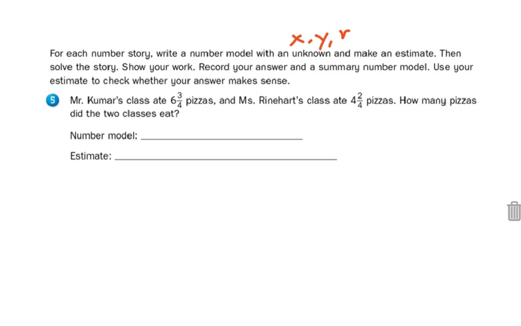Mr. Kumar's class ate 6 3/4 pizzas, and Miss Reinhardt's class ate 4 2/4 pizzas. How many pizzas did the two classes eat? So 6 3/4 plus 4 2/4. Write that with a variable. I'm going to put the lowercase p for pizzas.